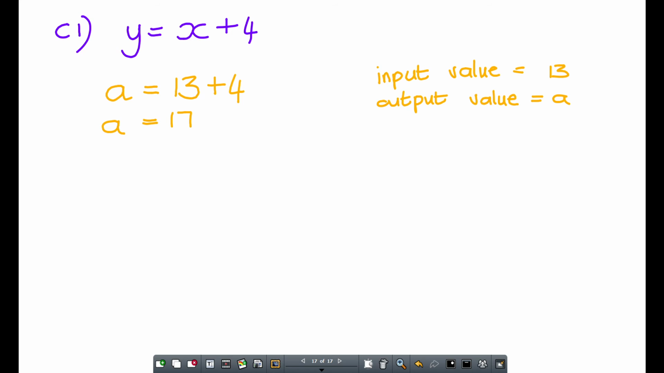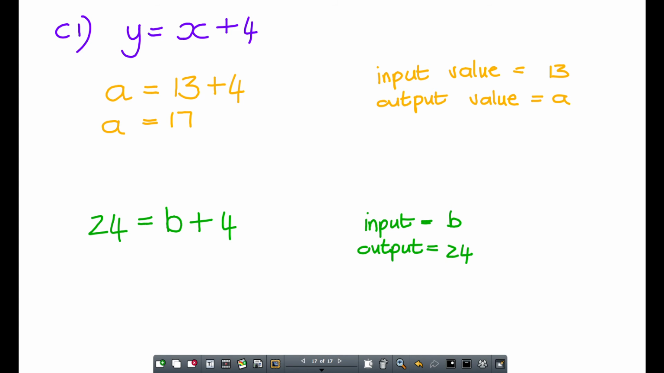Okay, now, same thing, but now my input value is B, and the output value is given as 24. So now I use that same equation again. Instead of y, which is my output value, I'm going to write 24. Instead of x, which is my input value, I'm going to write B. And then the plus 4. Do you guys get that? Do you guys understand? Are you sure? Any questions?